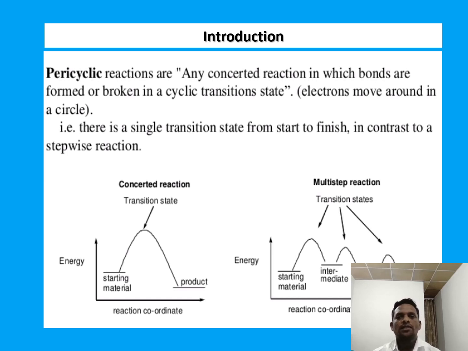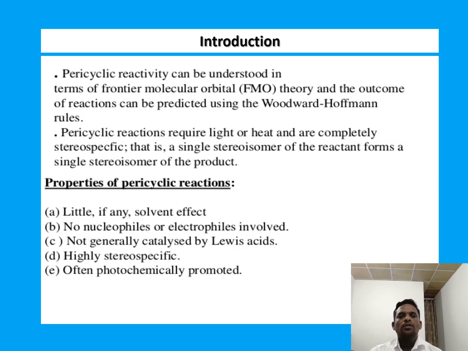In a multistep reaction, there are various steps with intermediates, but the benefit of this reaction is that it has only one transition state, which means the reactant directly gives the product without any intermediate. So this reaction is known as an atom economy reaction. Pericyclic reactivity can be understood in terms of frontier molecular orbital theory, known as FMO theory, and the outcome of this reaction can be predicted using the Woodward-Hoffmann rules.